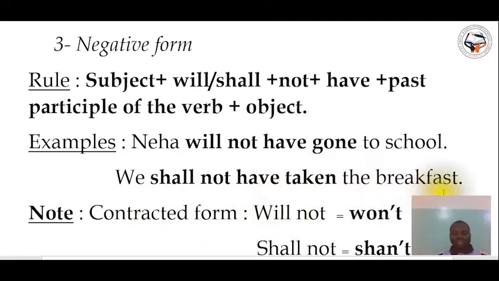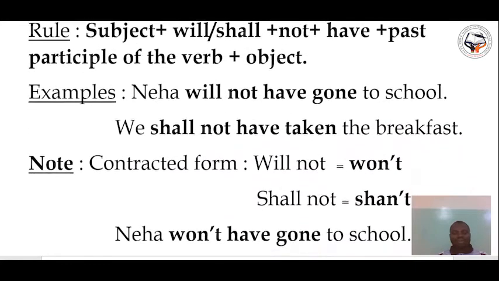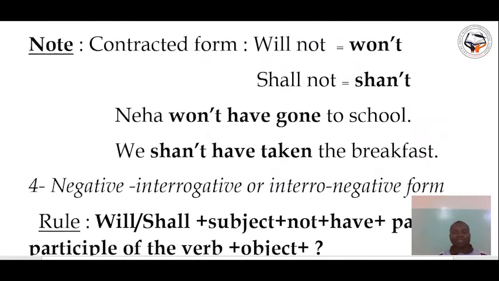Now here there is a note, if you want a remark. There is a remark for the negative form. Here you must know that will not can be contracted. The contracted form of will not is won't, and the contracted form of shall not is shan't. So if you put will not together, it gives you won't, and if you put shall not together, it gives shan't. This is the contracted form, okay?